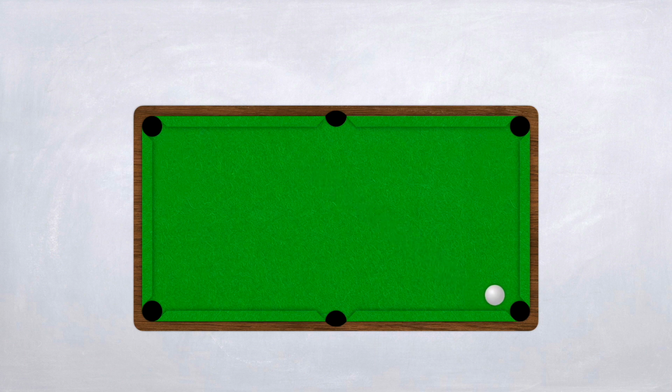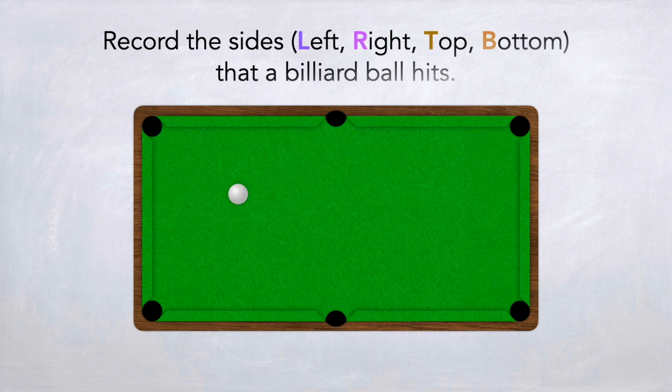Each time the ball hits one of the four sides of the table, you write down a letter for that side. L for left, R for right, T for top, or B for bottom.